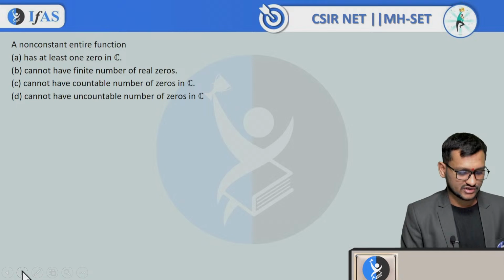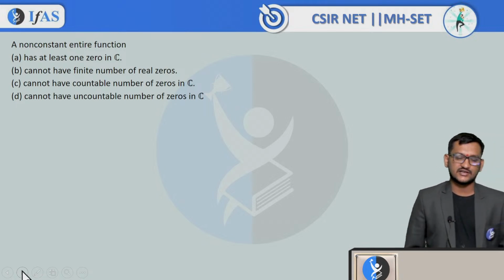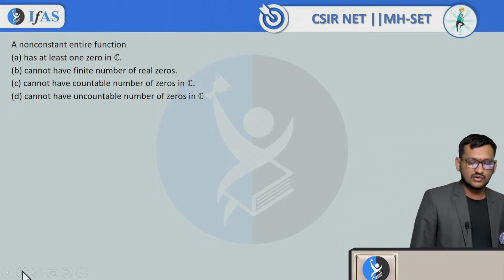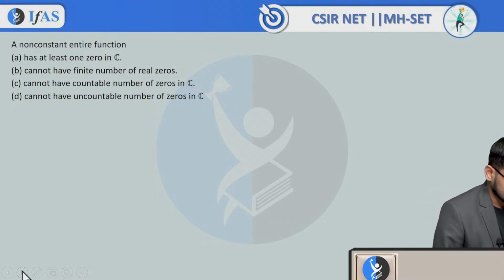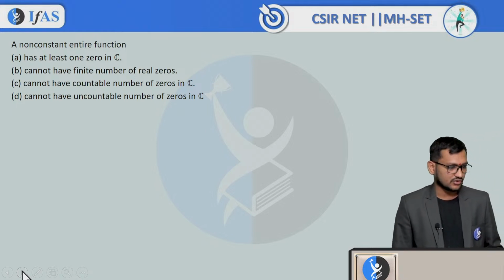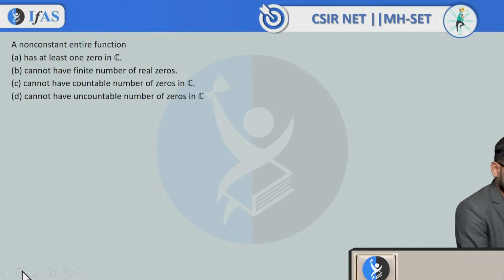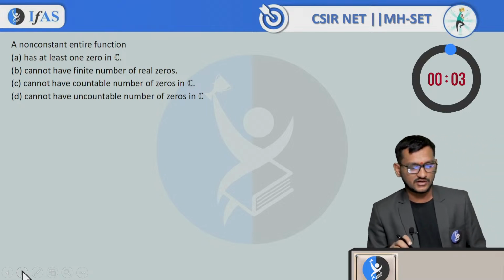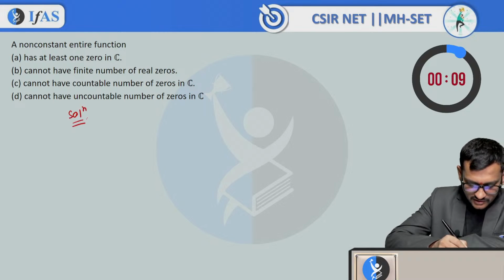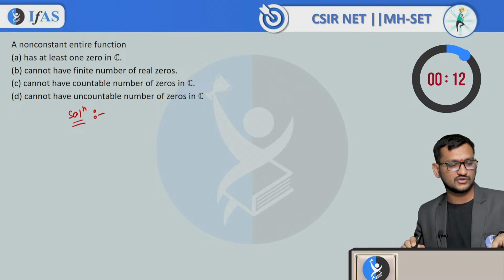You have one question on the screen. A non-constant entire function has at least one zero, cannot have finite number of real zeros, cannot have countable number of zeros, cannot have uncountable number of zeros. Very good. होपफुली आप सभी को रेंज निकालना आया होगा ऑलरेडी स्टूडेंट्स, बहुत बढ़िया। सो यू कैन स्टार्ट सॉल्विंग द क्वेश्चन, योर टाइम स्टार्ट्स नाउ। This problem is based on the Picard's theorem, and try to identify the correct answer. Do it.